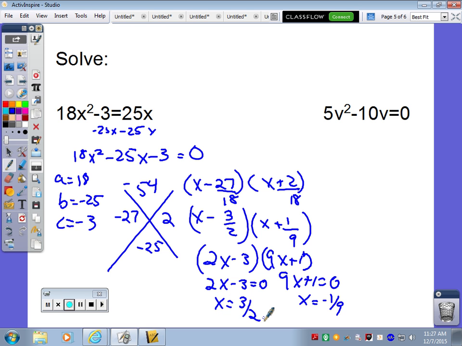Alrighty, and now to do the next one, it is a binomial. It is not a perfect square minus a perfect square, but there is a GCF. In fact, 5v is the GCF there. Now we set every factor equal to 0.